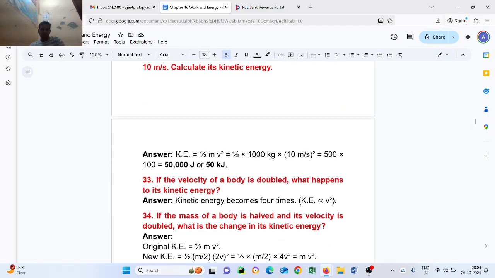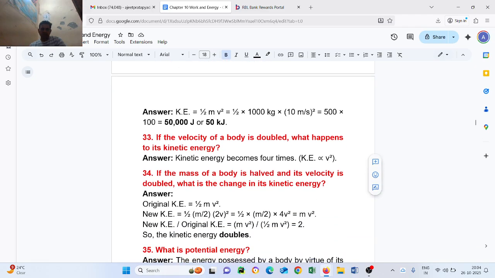Question number 33. If the velocity of a body is doubled, what happens to its kinetic energy? Kinetic energy becomes 4 times, KE is proportional to v squared.